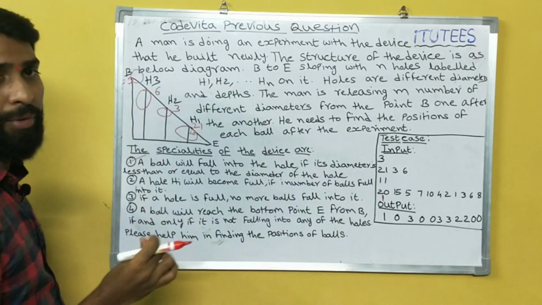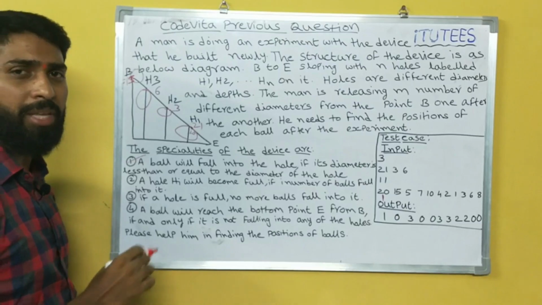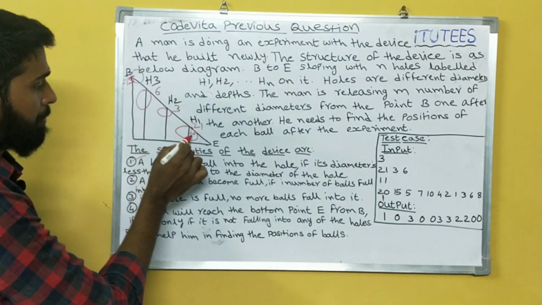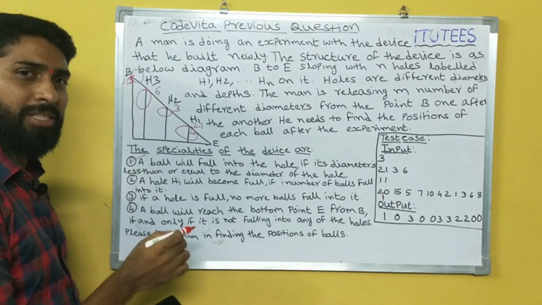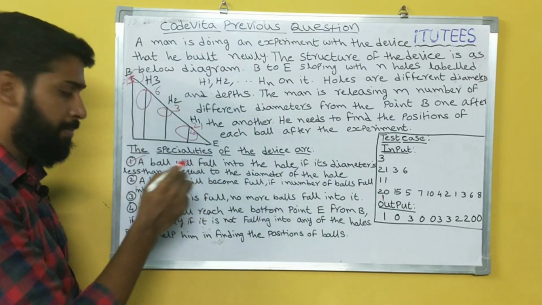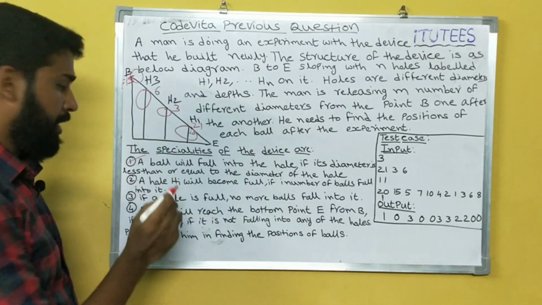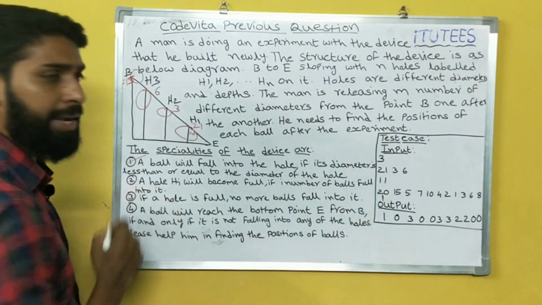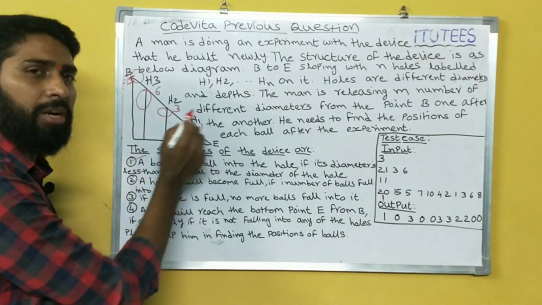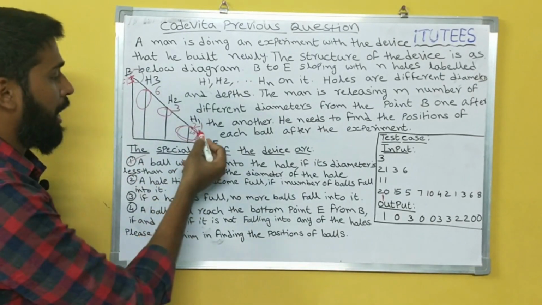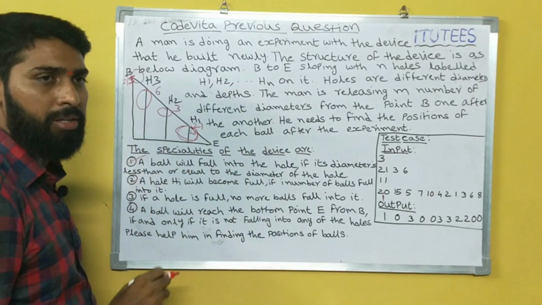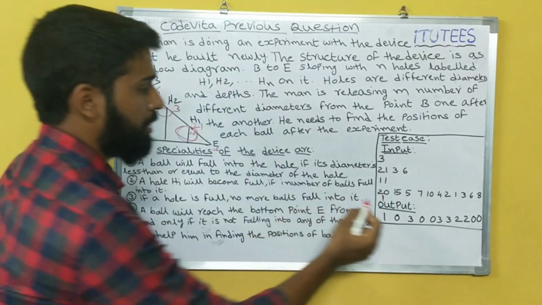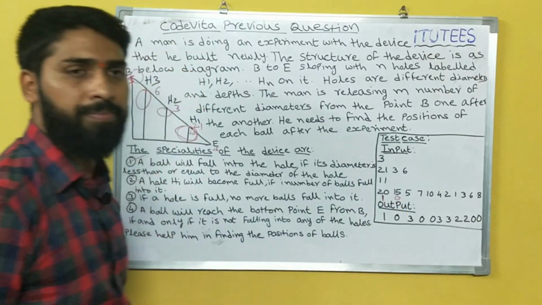Next one is 15. 15 is released by the man. So 6 not matched, 3 not matched, 15 less than 21. But the second condition is a hole Hi will become full if i number of balls fall into it. That means the capacity of H1 is only one ball. Already one ball is filled. So the 15 reaches E. That means this is assigned 0.